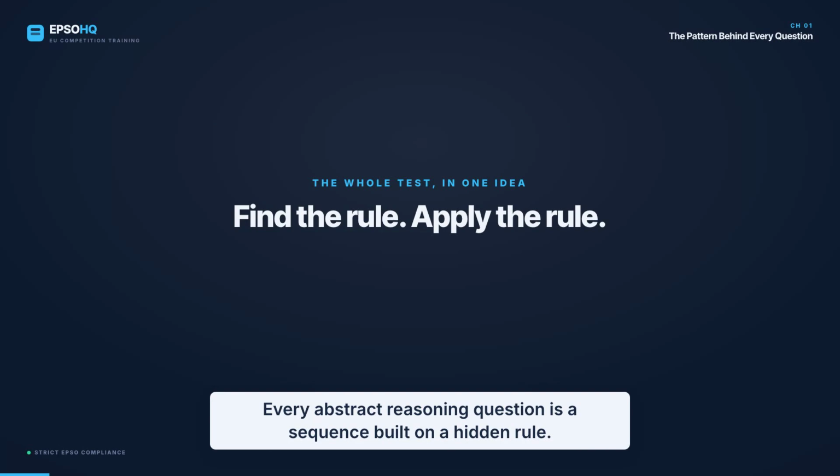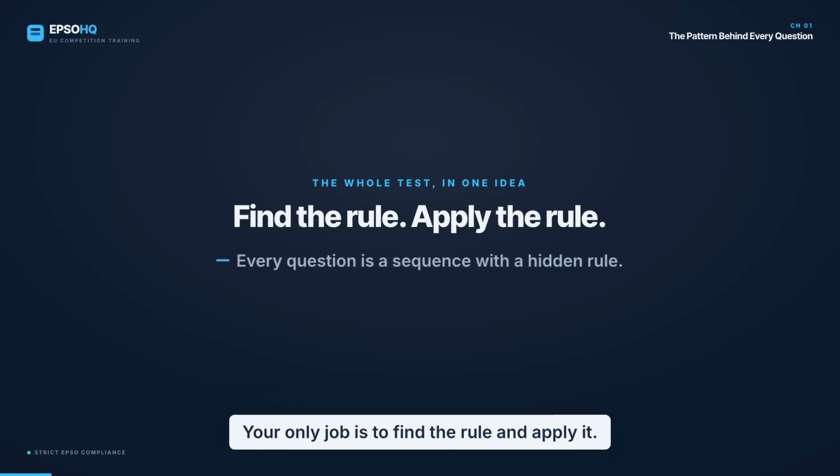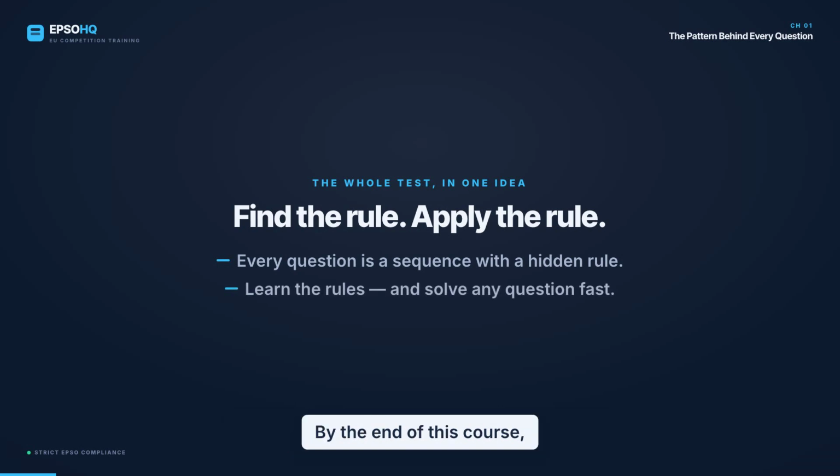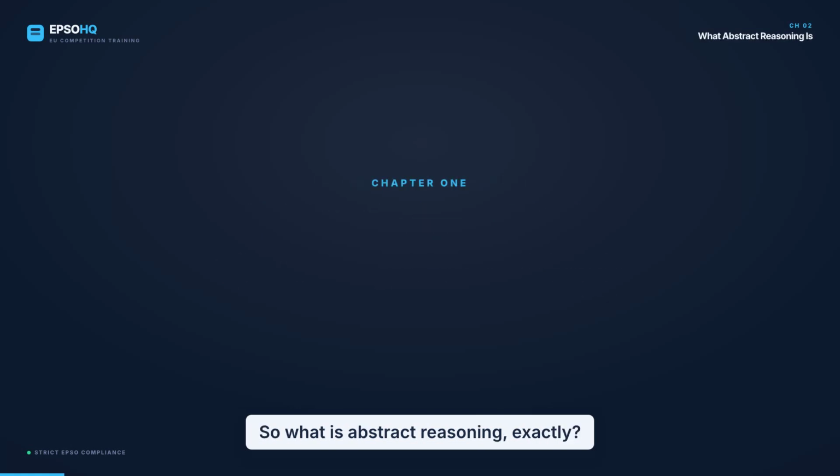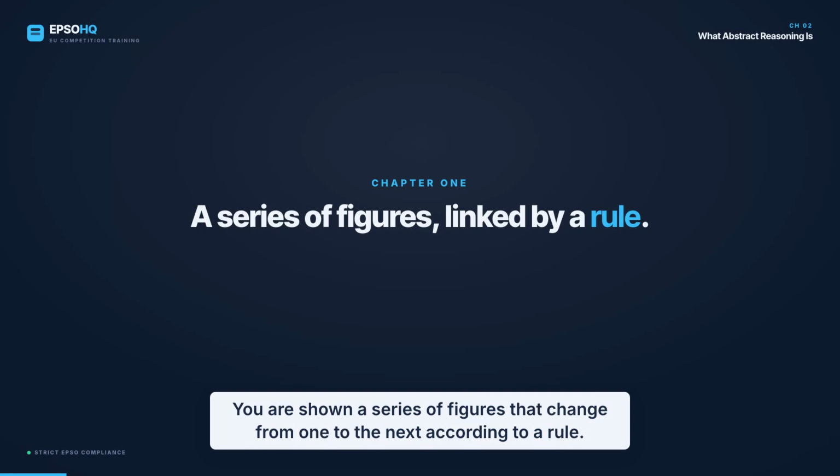That is the whole test in one idea. Every abstract reasoning question is a sequence built on a hidden rule. Your only job is to find the rule and apply it. By the end of this course, you'll recognize the common rules on sight and solve any question in under a minute.